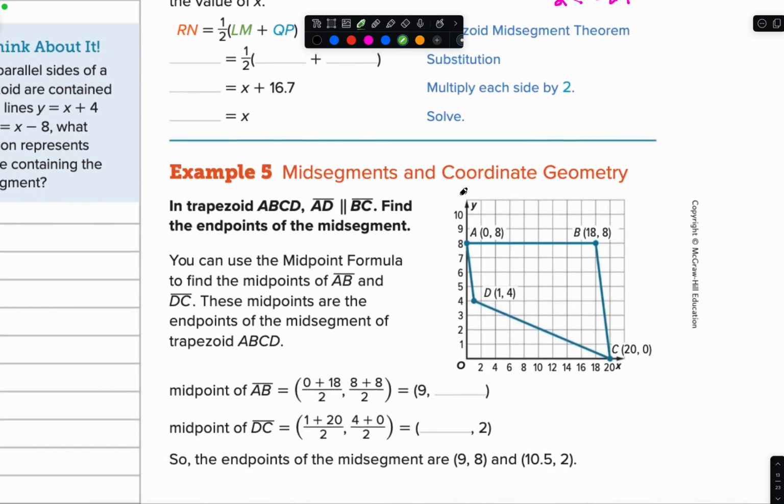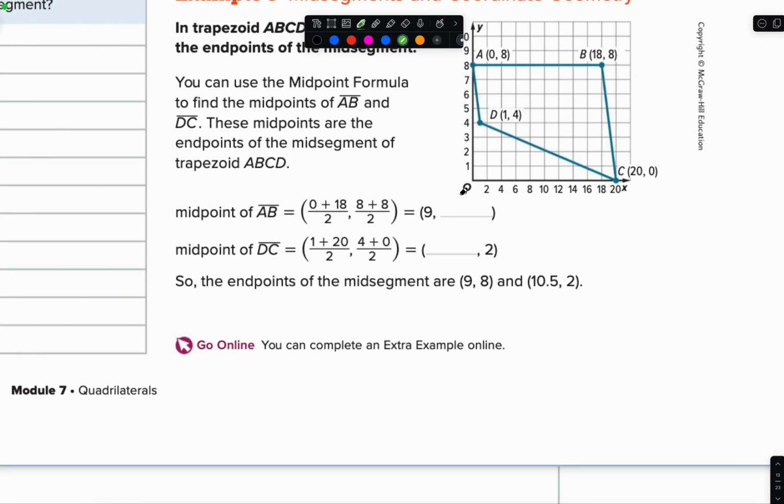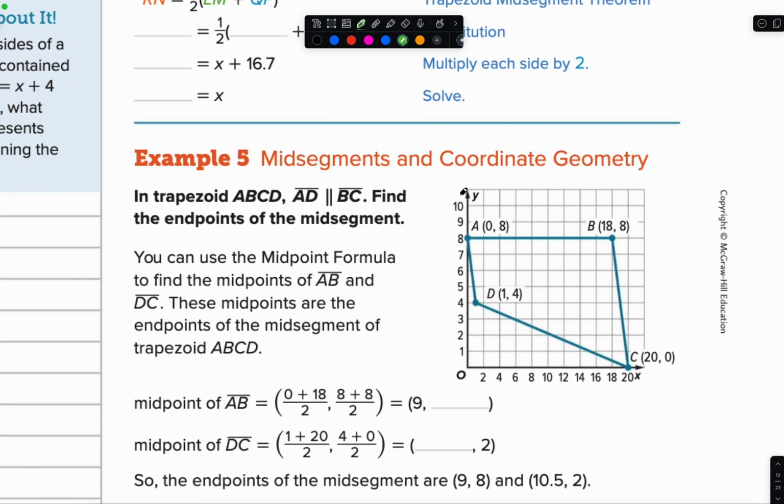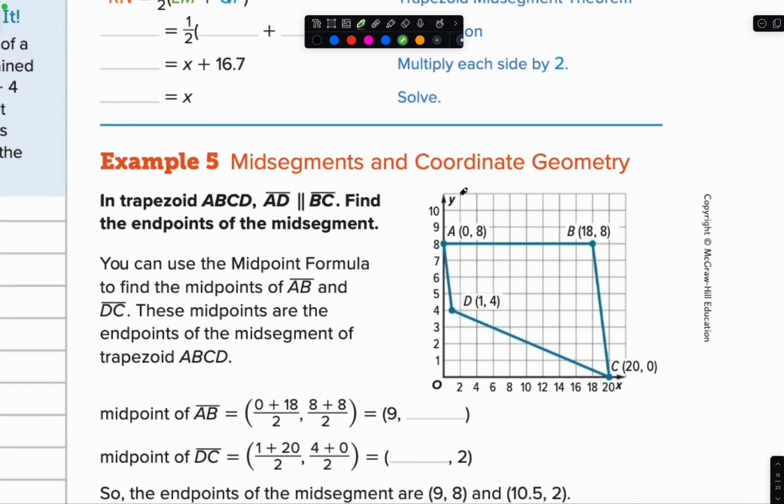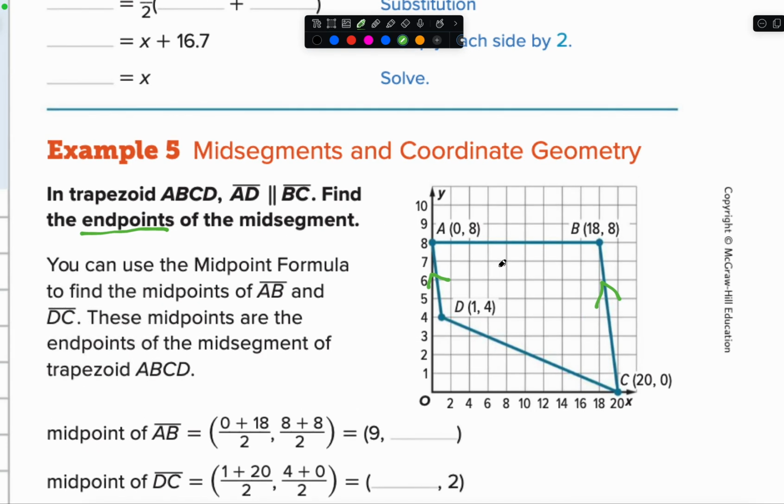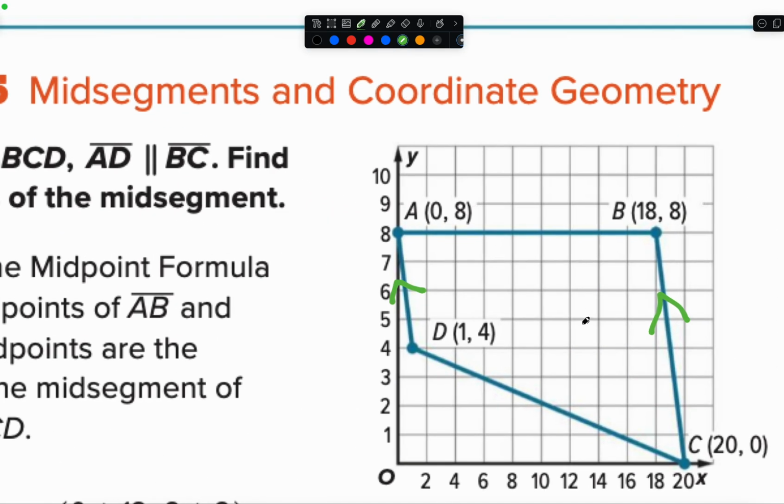Let's look at example 5. This is the last one that the 5th period class did that we have not done yet. So they are saying if this is a trapezoid right here, and AD, which is this guy, is parallel to BC, so it's the left and the right sides that are my bases, they want me to find the endpoints of the mid segment. Okay, so my mid segment is going to go from here to here-ish, something like that. They want me to find this point right here and this point right here, wherever those are located.